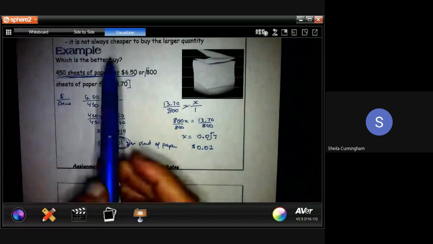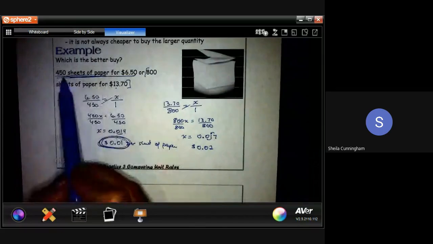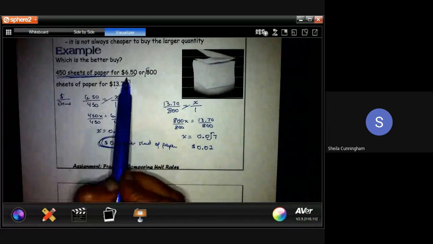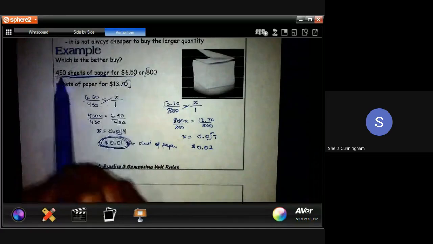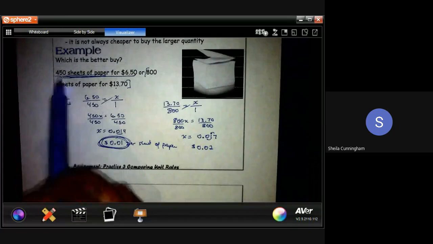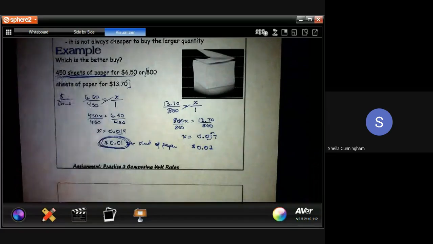And if you think about it, even if I doubled this price, if I doubled $6.50, that would get me to $13, and while doubling the sheets of paper, I would get 900 sheets of paper. So just by looking at it, you can tell that yes, it's a better buy, right? But this gives you the proof that it is. That's it. That's all there is to best buy pricing. So now you can go work on your practice.